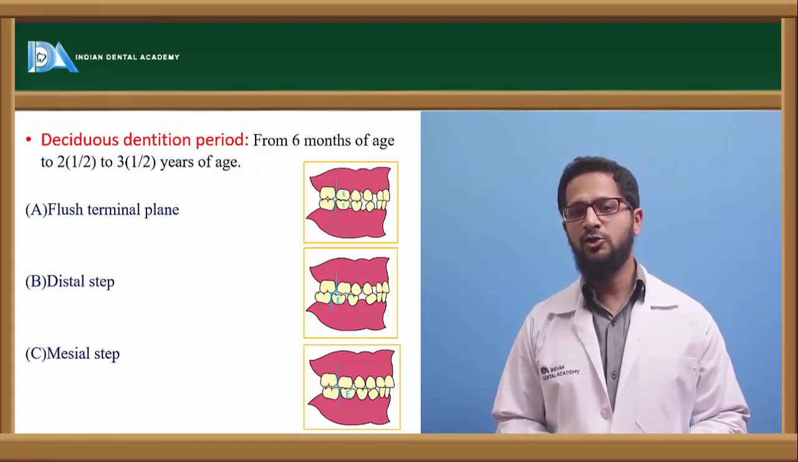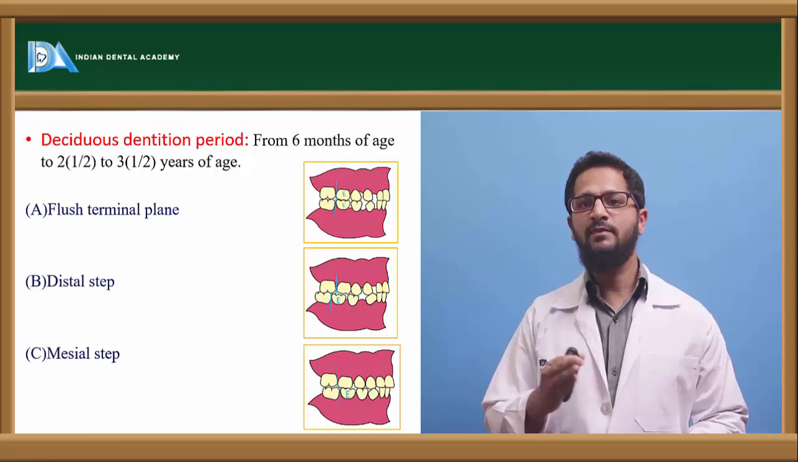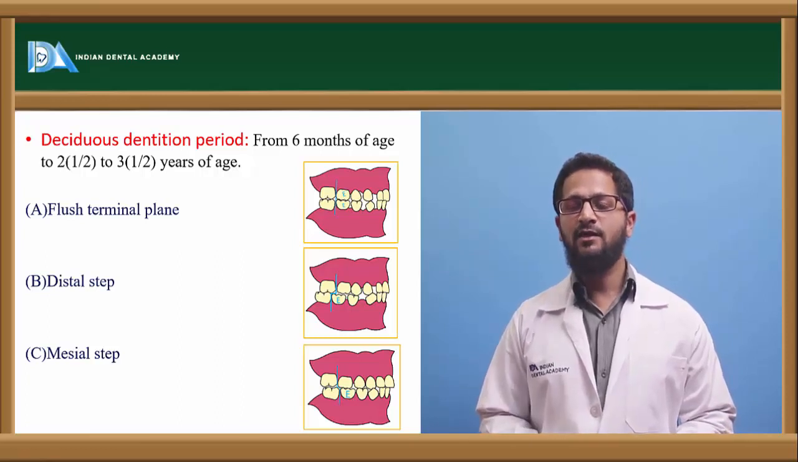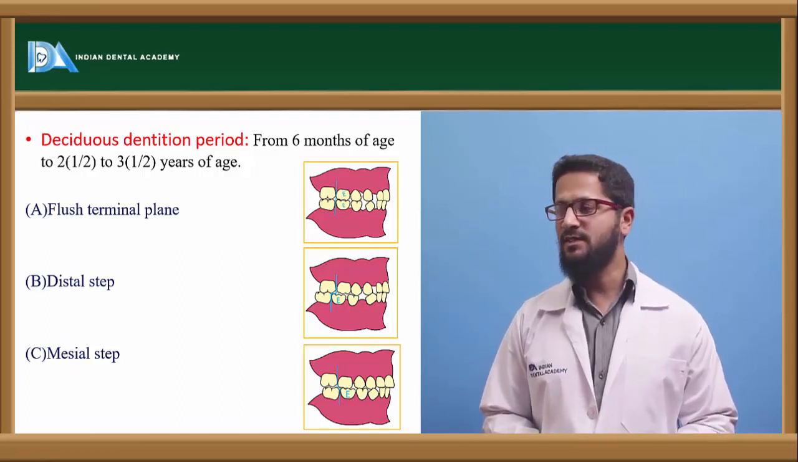Spacing is invariably also present distal to the mandibular canine and mesial to the maxillary canine. These spaces are called primate spaces or simian spaces.